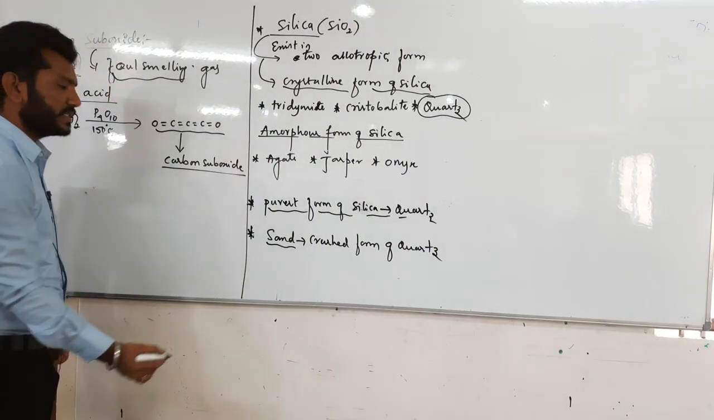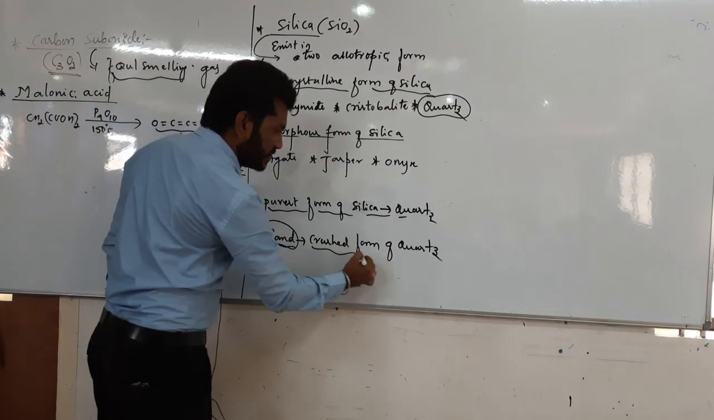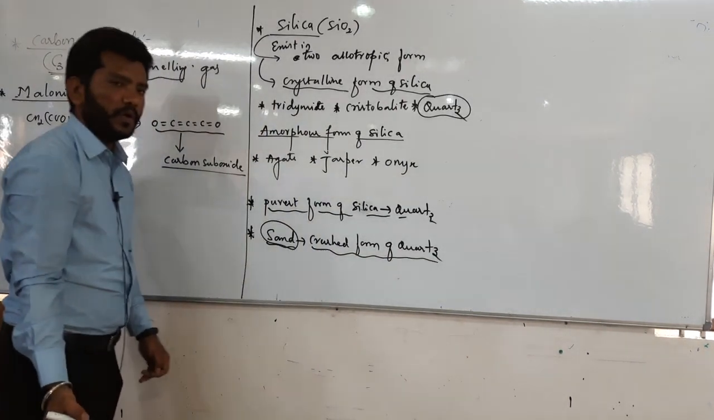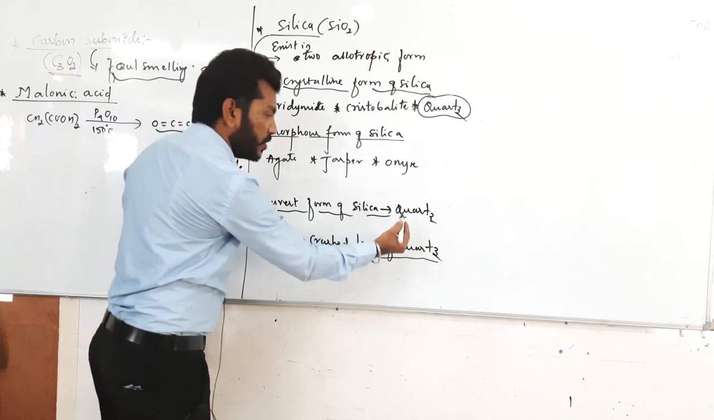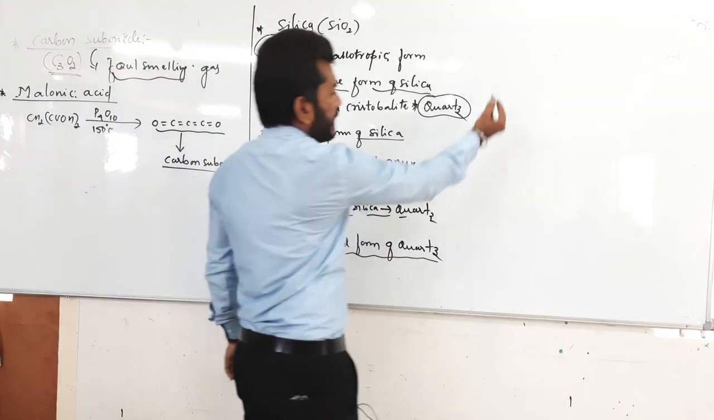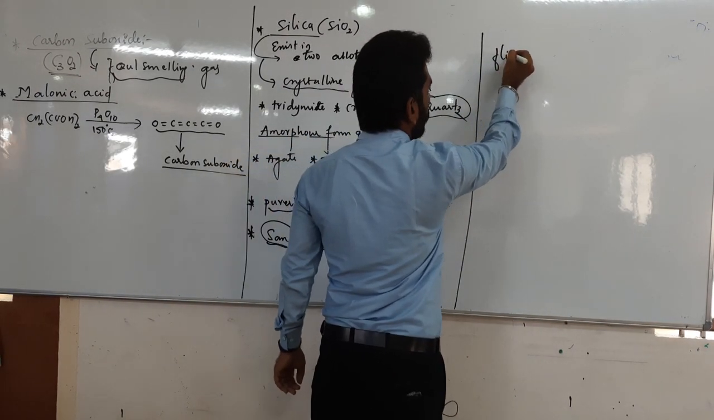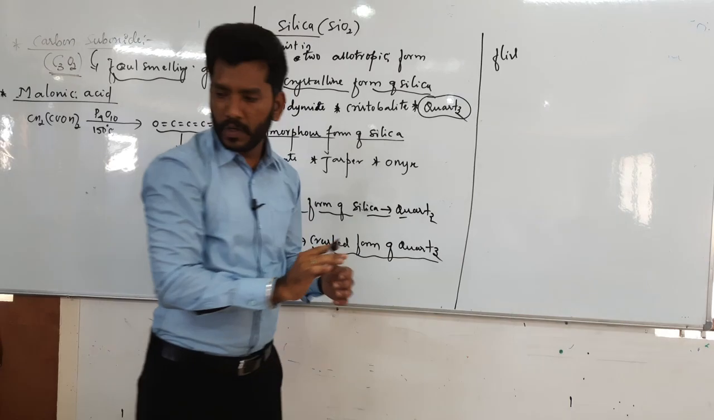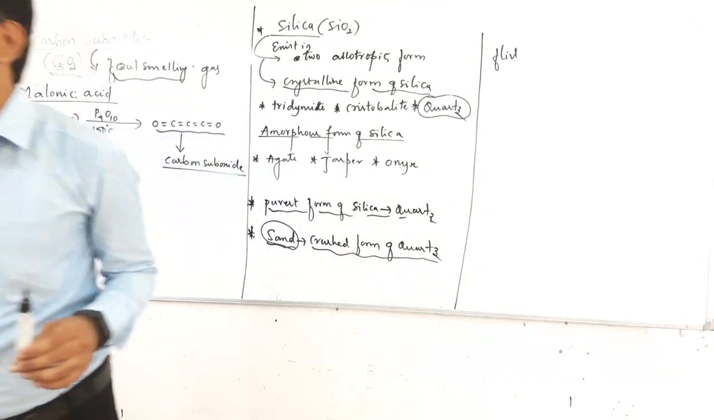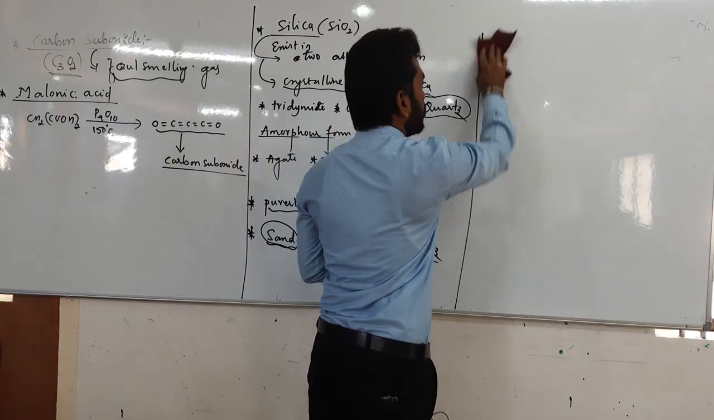Okay, so sand, what we call ಮರಳು, that is the crushed form of quartz. And that purest form of silica is quartz. And one more component over here is flint. So flint, we say, is one of the hard grey rocks.